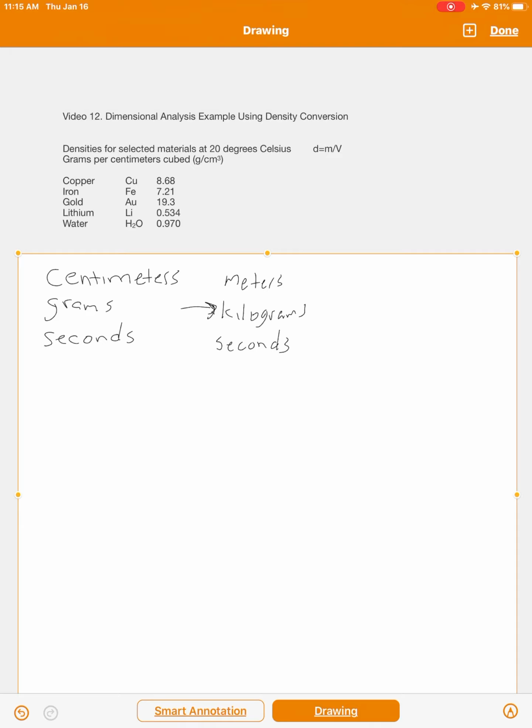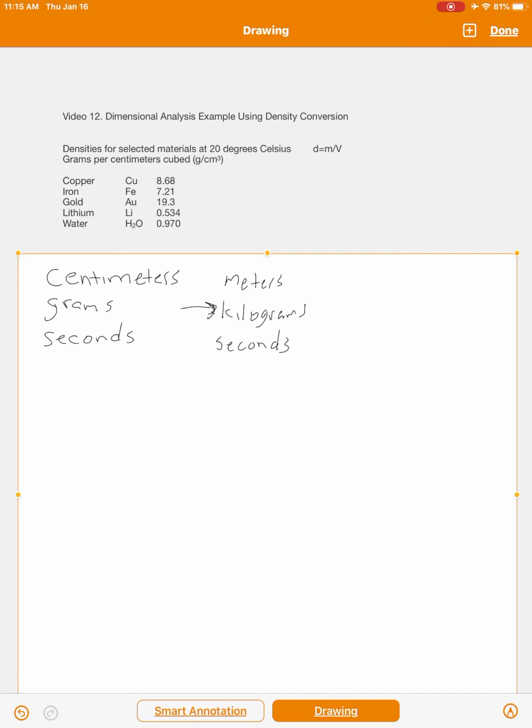Density is a good example of this conversion. So density is mass divided by volume. And these values that are given in the table here, I'm going to pick one of these. I'll pick one of the metals. Let's pick gold, for example. Gold has a density in the CGS system of 19.3 grams per centimeter cubed.